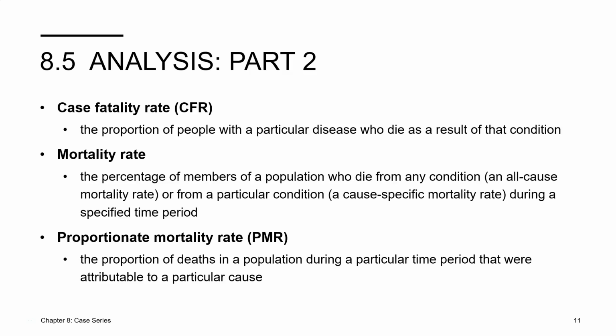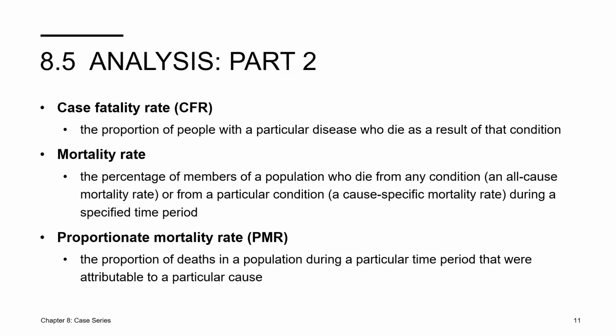Now, a case series can also be used for looking at mortality. And so you can have a case fatality rate. This is the proportion of people with a particular disease who die as a result of that condition. I recently finished a project that's currently under review, looking at the case fatality rate among Arab Americans from COVID-19. In order to make those calculations, you have to have the number of people with COVID-19 and then the number of people who died from COVID-19 who were positive for the disease.